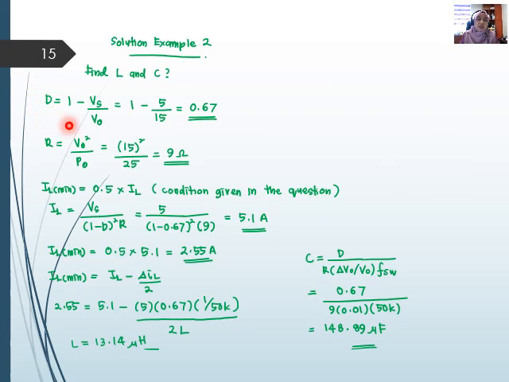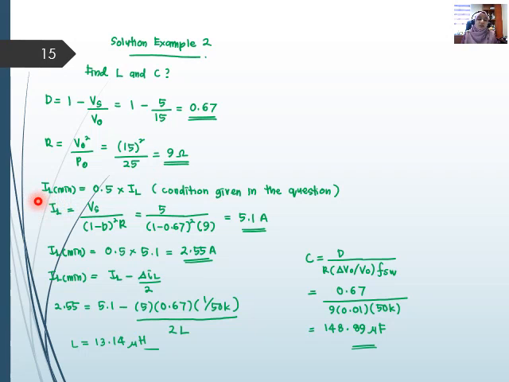Okay, so first, in any question, you need to find the duty cycle. If it has been given, then that is fine. If not, you need to find the duty cycle first. So your duty cycle for this boost converter will be 1 minus Vs over V0. So you get 0.67. The value of R: since the question gives you the output power and also the output voltage, you'll be able to use that information to find the value of your R. In this case, it's 9 ohm.